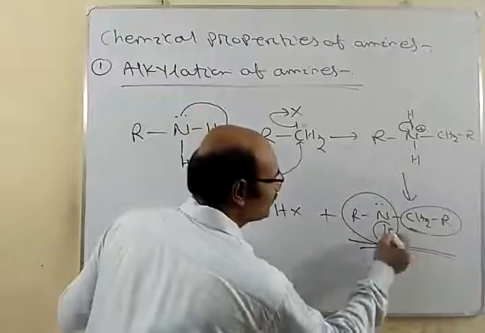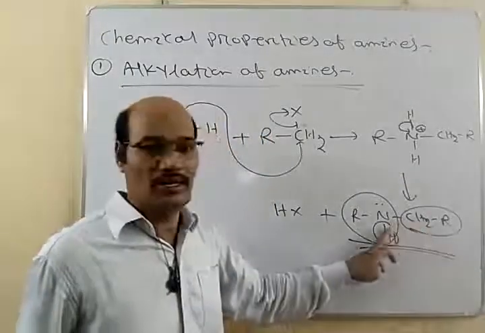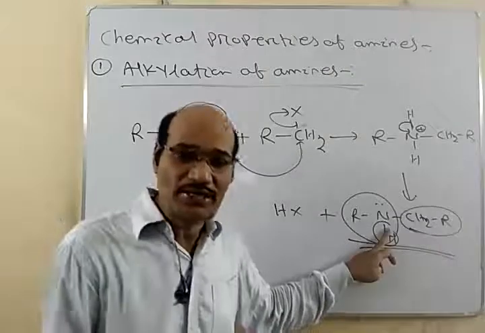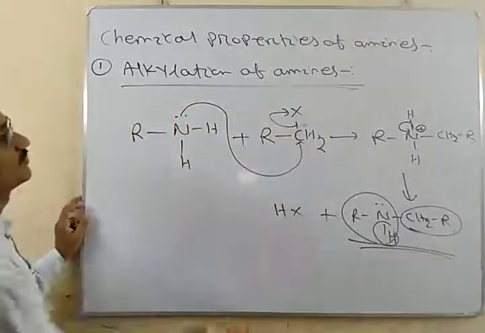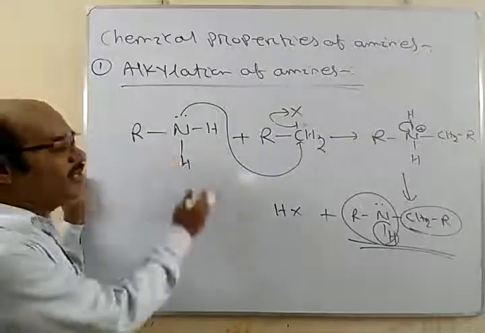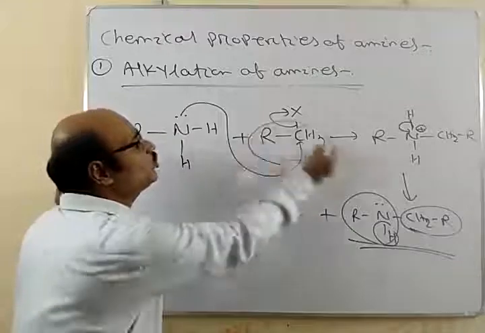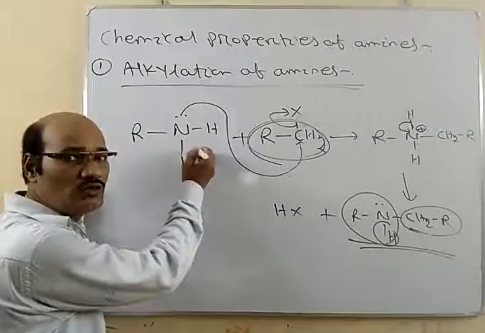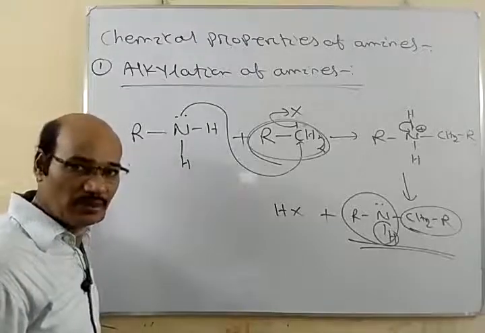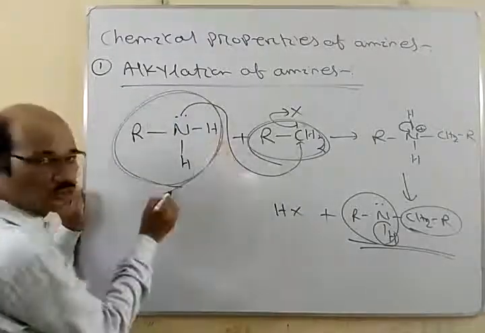Second, this will again react further to give another alkyl substitution. That will again react further to give a quaternary ammonium salt. So this is the process of the reactions. When amines react with haloalkane, the alkyl group is attached to the nitrogen atom. This is called alkylation of amine. Clear? Again I am writing the amine RNH2.